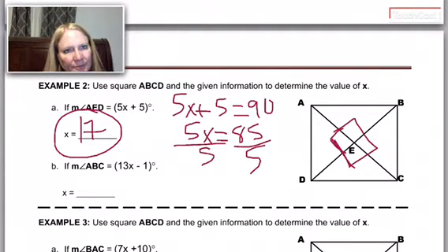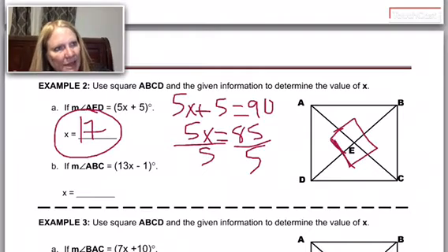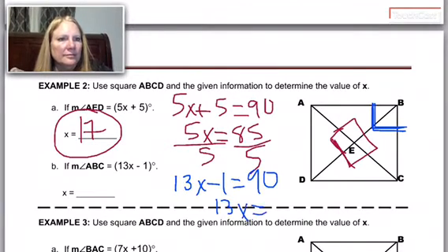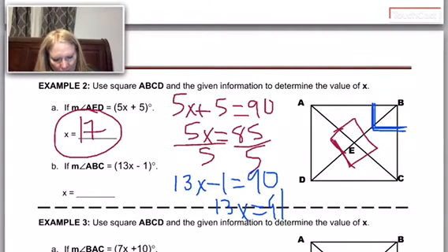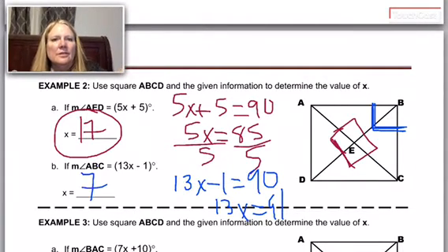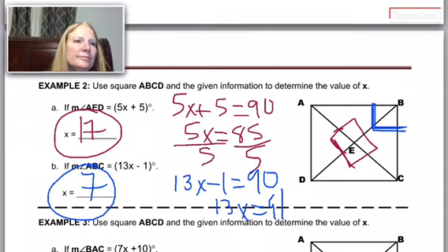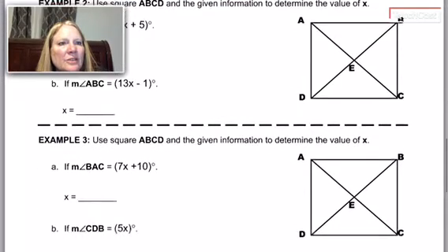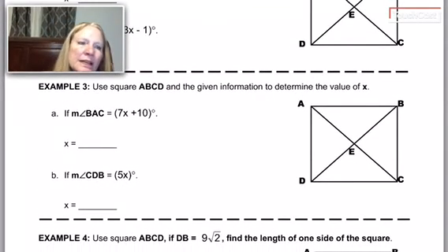Then part B, ABC. So where's ABC? It's right here. And again, those are 90. So 91 divided by 13 is 7. In all these, the squares have the most properties, and so you need to carefully look at what they give you and try to break it down for the picture.